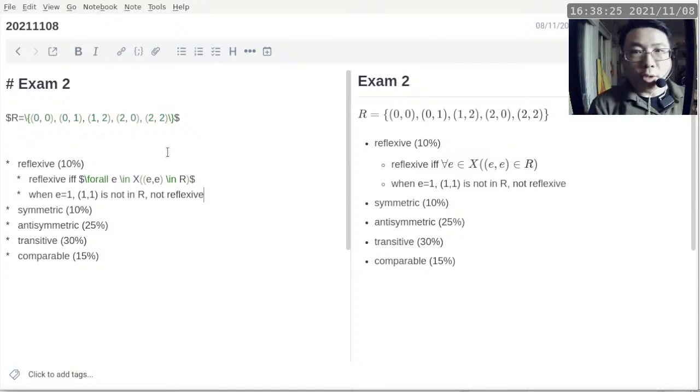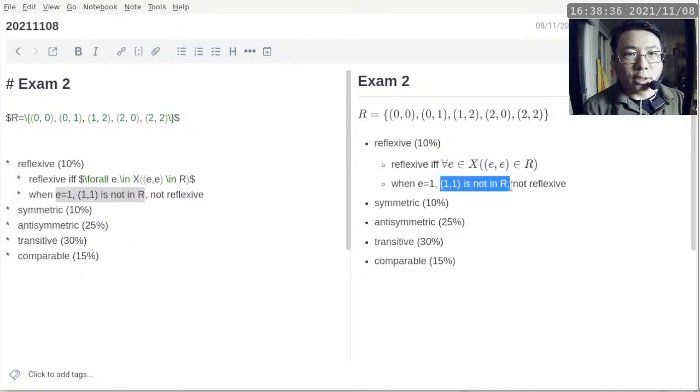No, you do not have to define reflexive, but you do have to mention what is false. That is making it not reflexive. In other words, 1, 1 is not in R when it is required, because this is the whole point of whether a relation is reflexive or not. So you still have to relate back to here.